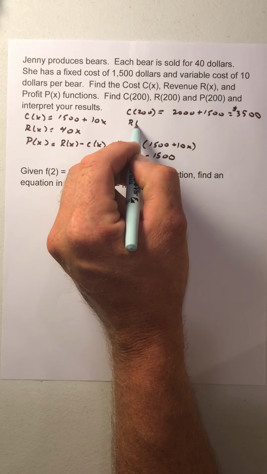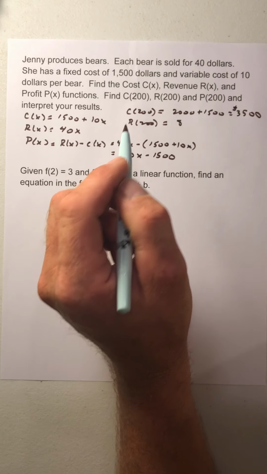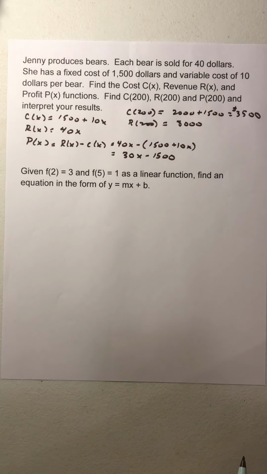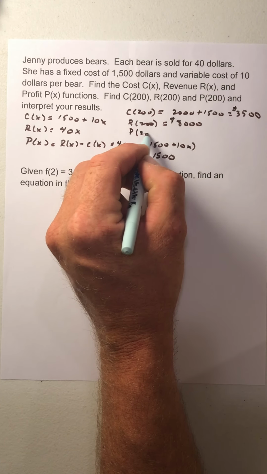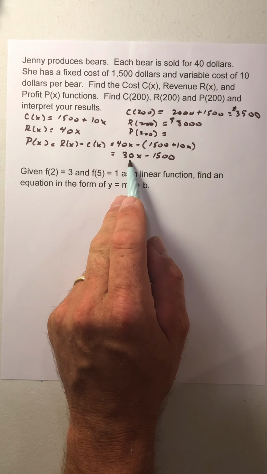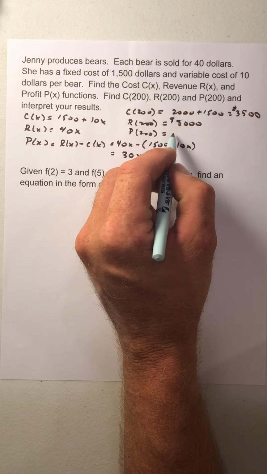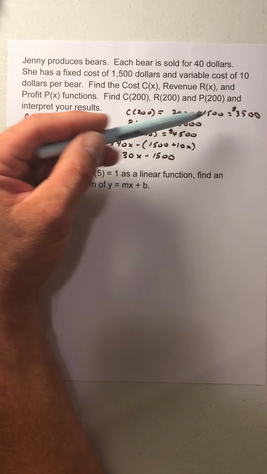And our revenue function, R of 200, we can do this hopefully without a calculator as well. So we get $8,000 for R of 200. Again, 200 times 40 gives us our 8,000. And then our profit function, or P of 200, we could plug 200 into here. So we have 30 times 200, which will be 6,000, minus 1,500, which gives us $4,500.